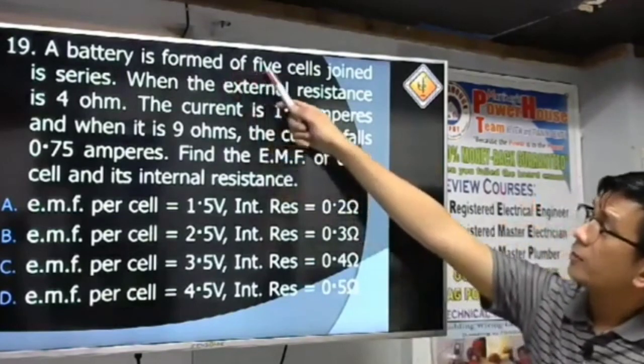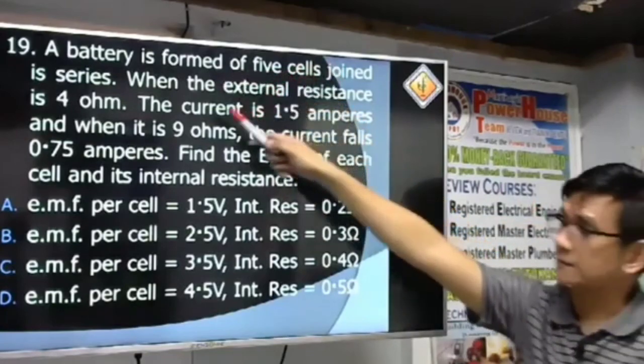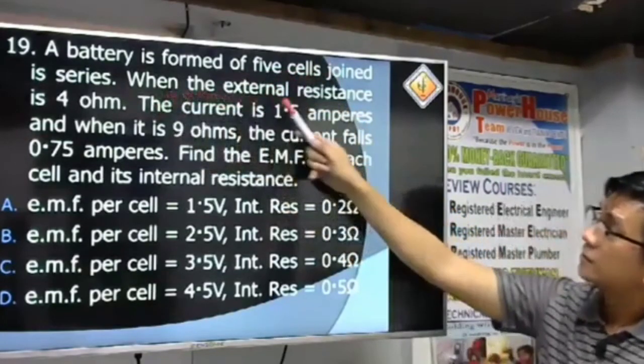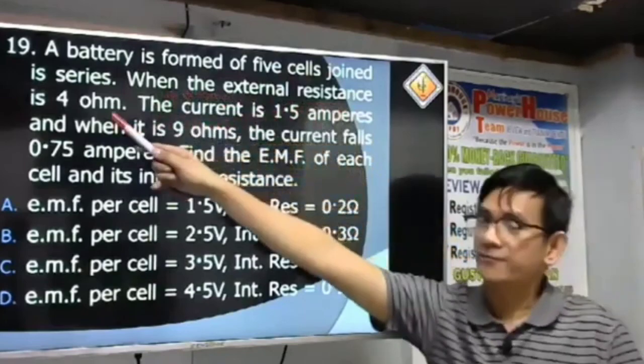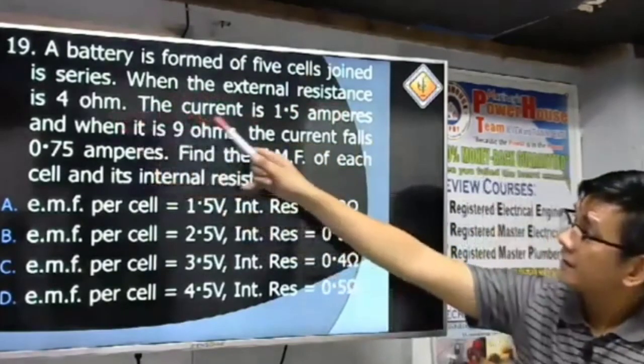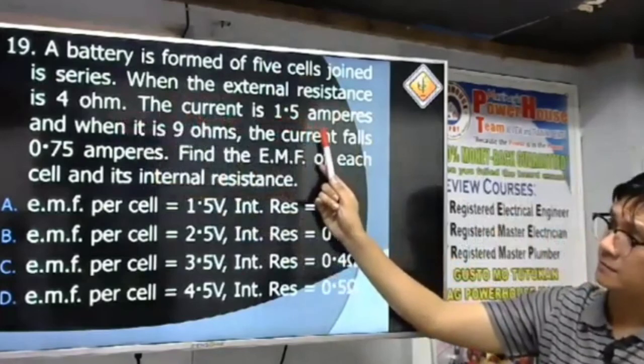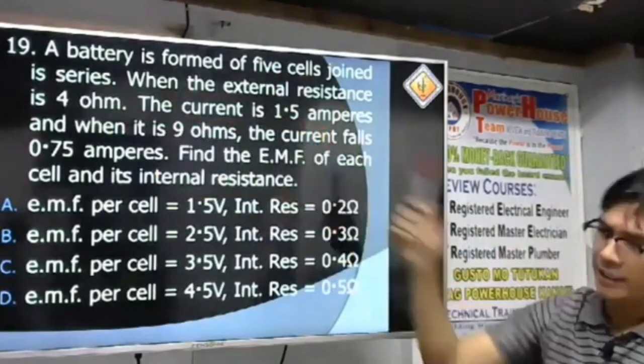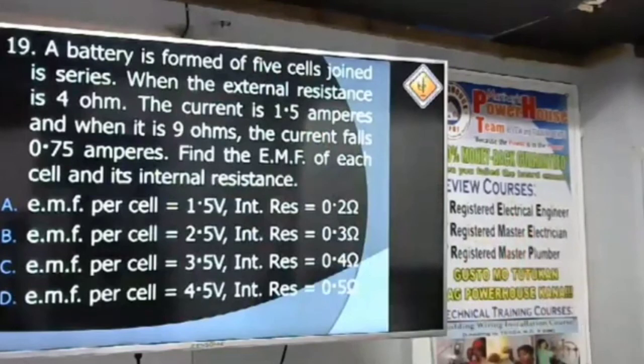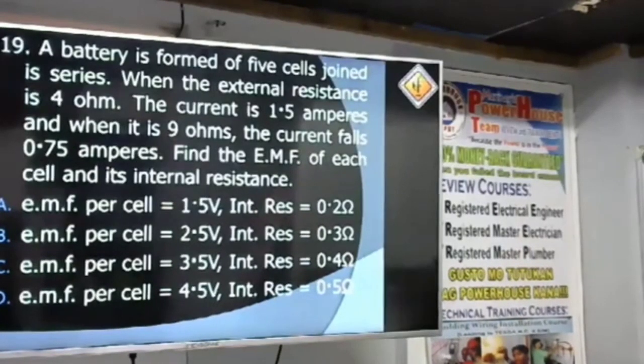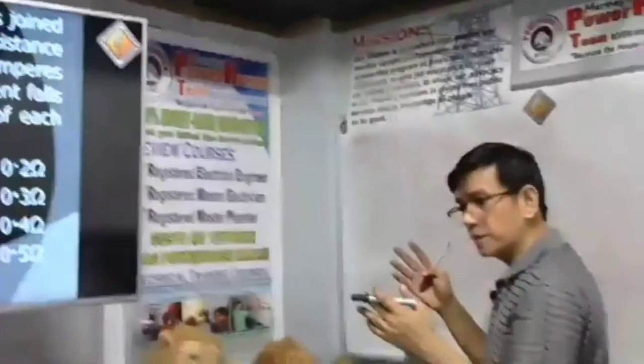A battery is formed of 5 cells joined in series. When the external resistance is 4 ohm, the current is 1.5 amperes. Okay, I will write first the given. Formed of 5 cells joined in series. When the external resistance is 4 ohm. I will not draw the individual cells anymore. I will just draw the equivalent circuit here. Well, the picture is already presented.